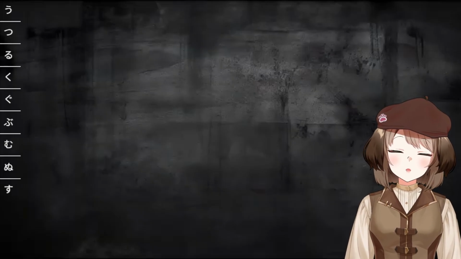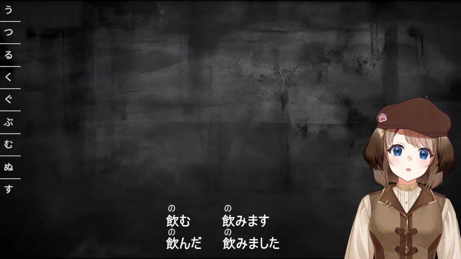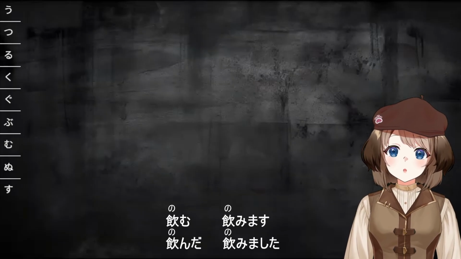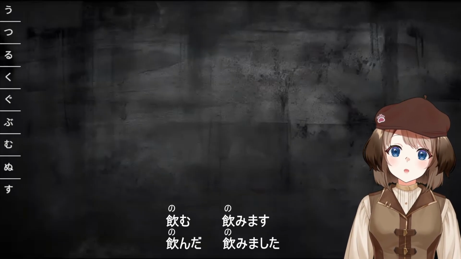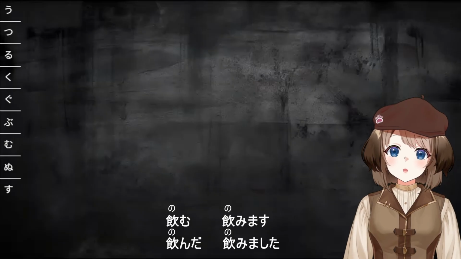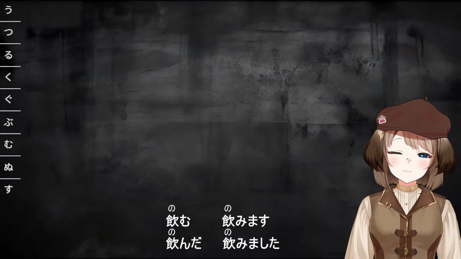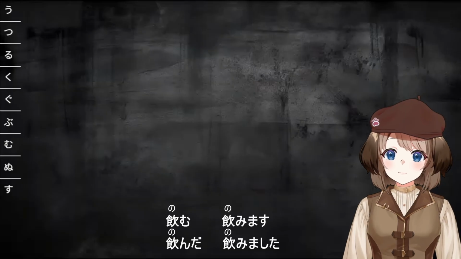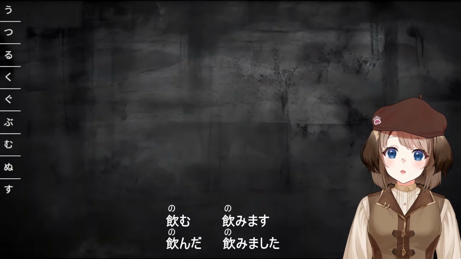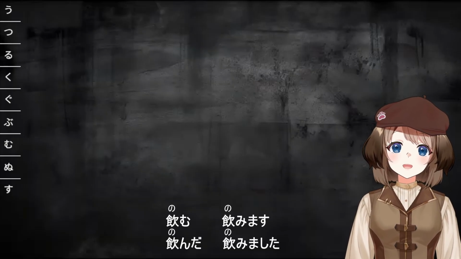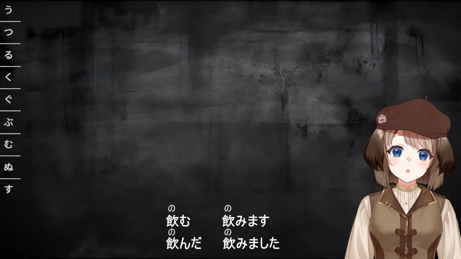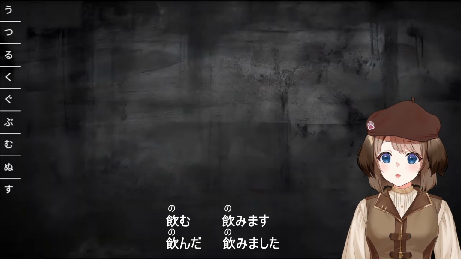Last time, we focused heavily on the verb nomu. This verb means to drink, nomu. And we said that nomu is the dictionary form, that is the casual non-past. Nomimasu is the polite non-past. The casual past tense would be nonda, I drank, and the polite past is nomimashita.